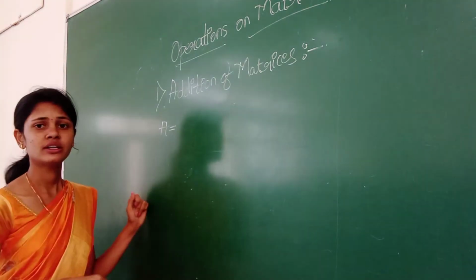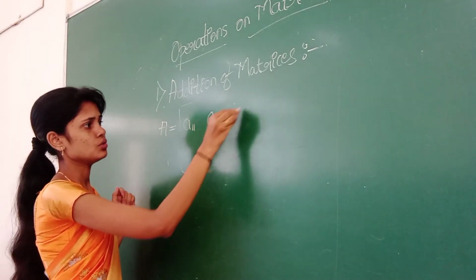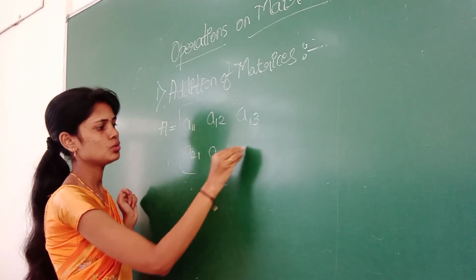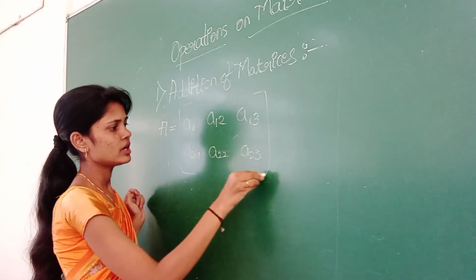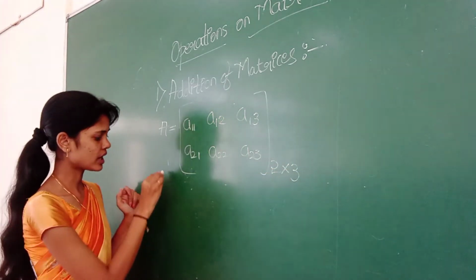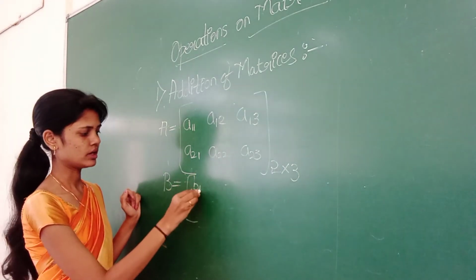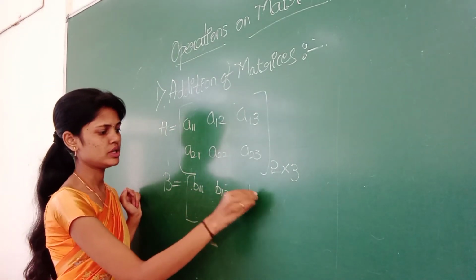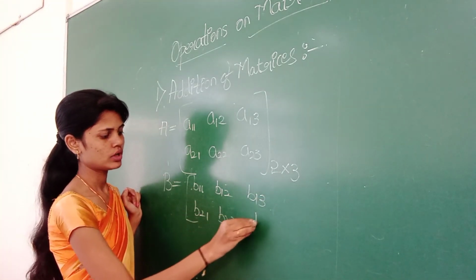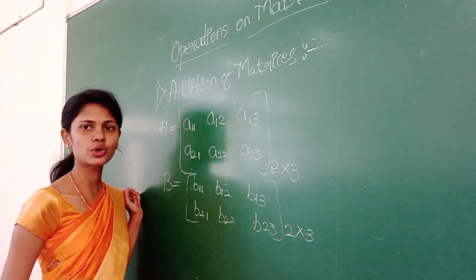That means if you consider a matrix A here, A11, A12, A13, A21, A22, A23. So here it is of the order 2 cross 3. Right? And if you consider the matrix B, B11, B12, B13, B21, B22 and B23. So it is also of the order 2 cross 3.